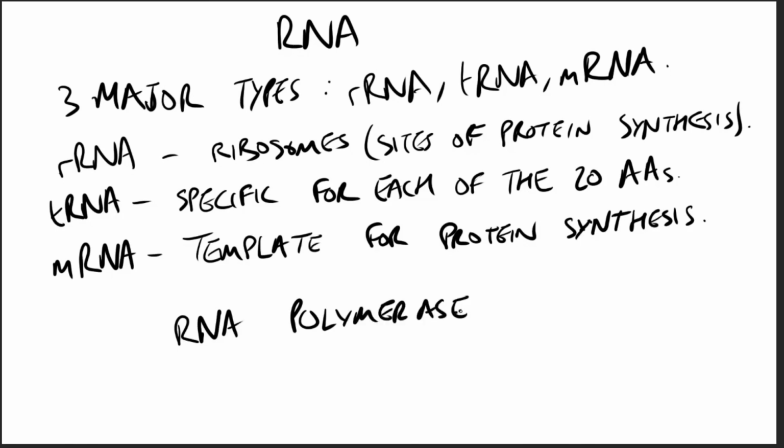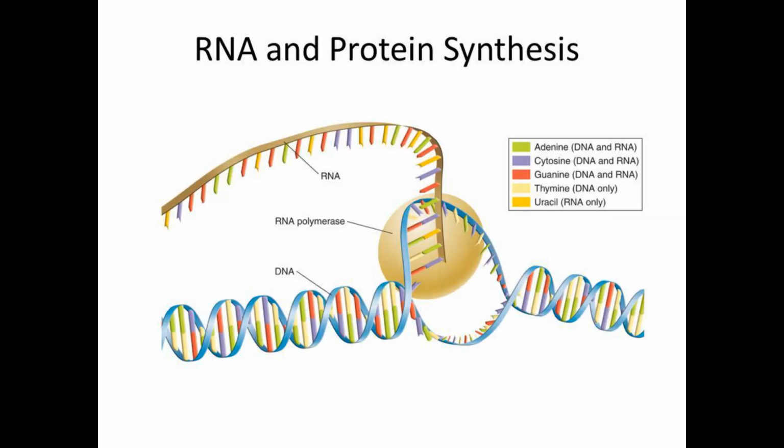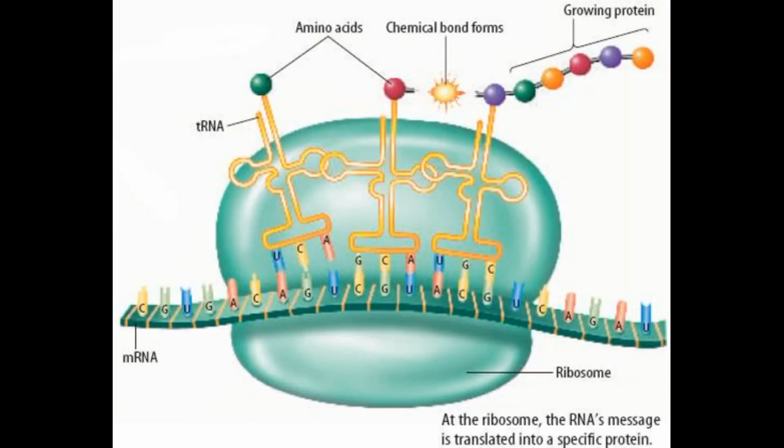The process through which the mRNA is made in the nucleus of the cell is called transcription. It is made from the DNA template, and the process where the protein is made in the cytosol from the ribosomes is called translation.